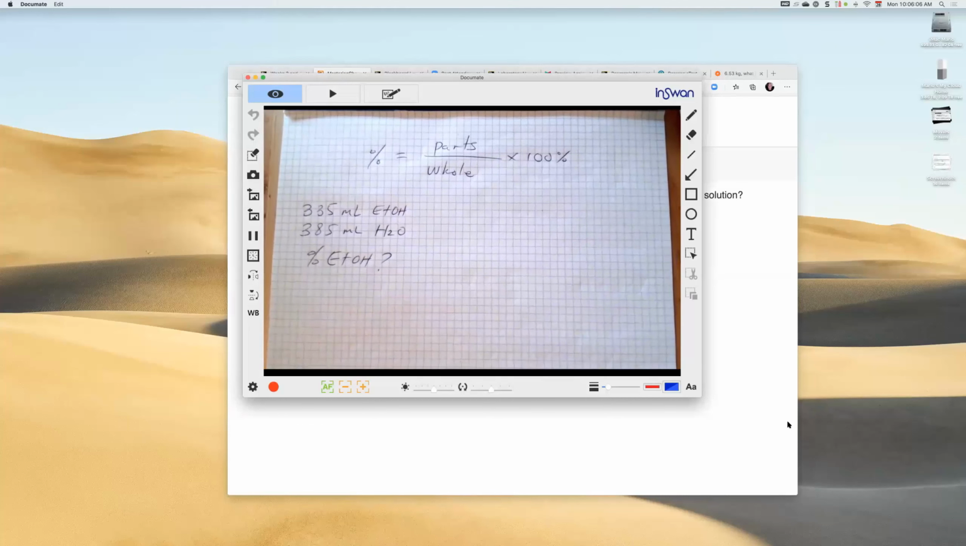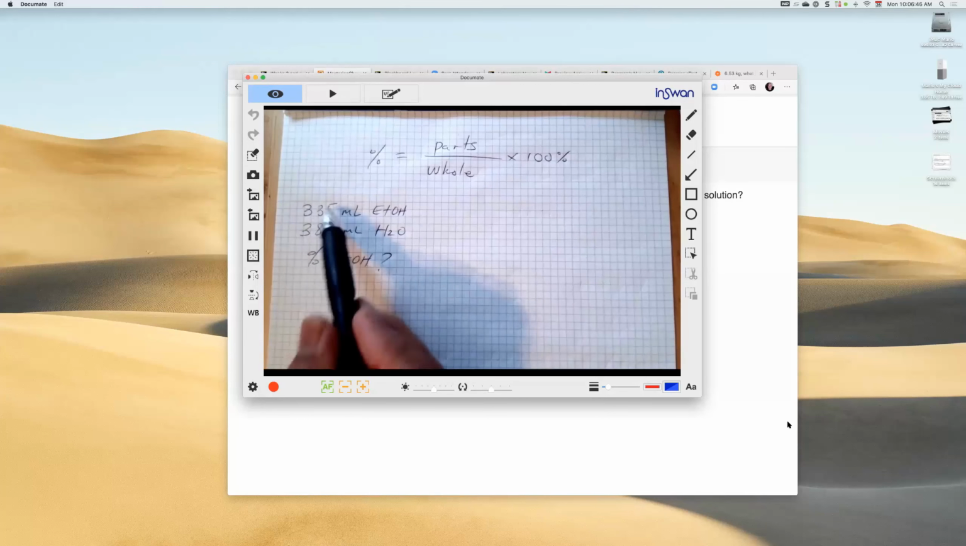So the problem tells you that you have a solution. A solution, as you're gonna learn in this course, is a mixture that is homogeneous. You don't see the different parts of the substances. It looks equal throughout. Now this one has two liquids that are clear, so you don't even know that you have alcohol until you smell it. But it has 335 milliliters of ETOH, that's ethanol, shorthand, and 385 milliliters of H2O, which as you know is water. And they want to know the percent ethanol in that solution, in that mixture.